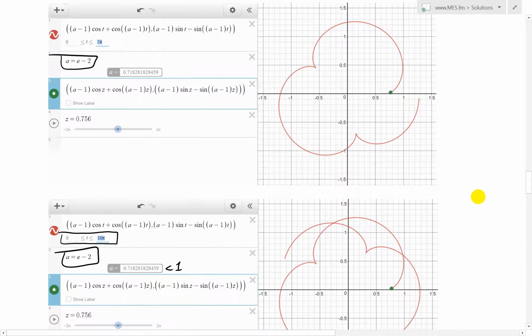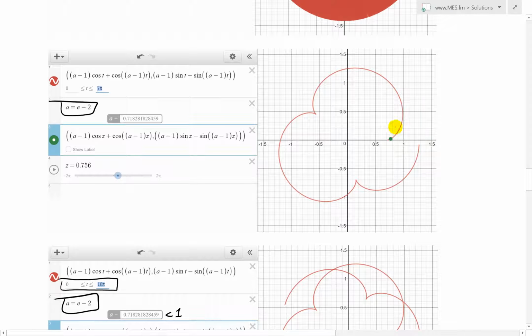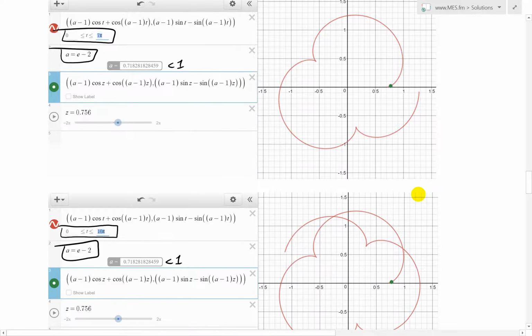So that's 0 to 10 pi. This is from 0 to 7 pi. We have a shape that looks like this, and it goes around there. And again, this is less than 1. So from 0 to 7 pi, we have that.